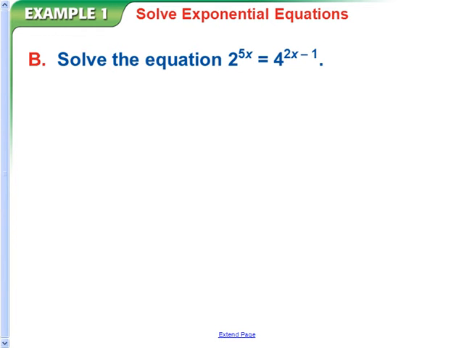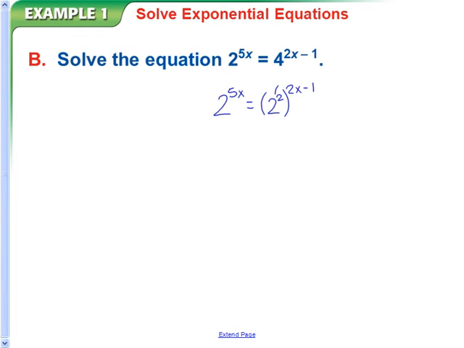And how about this one? Again, the bases are different, so we need to get the bases the same first. Now, in this lesson, you will always be able to get the bases the same. If you cannot, you'd have to use logarithms, but we're not going to cover that this year. That's something you'll cover next year. You should always be able to get the bases the same. So we can write 4 as 2 squared.